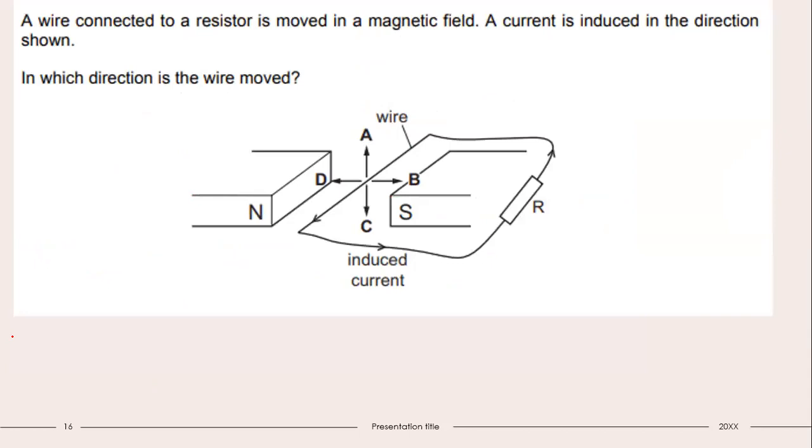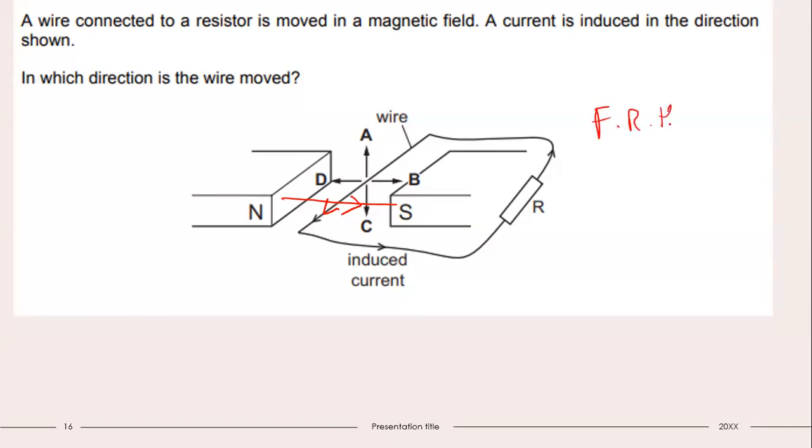Okay, the next thing is this is a wire which is connected with a resistor. A current is induced in the direction shown. In which direction is the wire moved? Okay, so the induced current flows this way. The magnetic field is from north to south. They are asking which way the wire is going to move. Okay, so we can apply Fleming's right hand rule here.